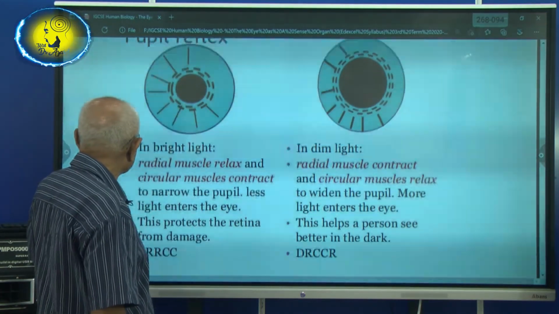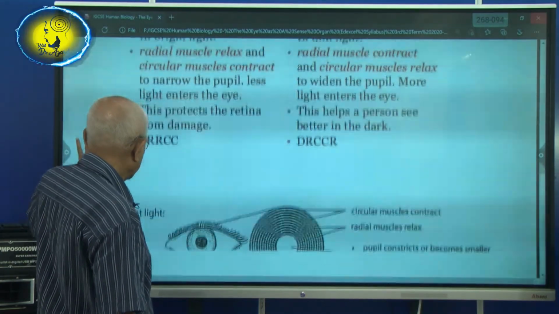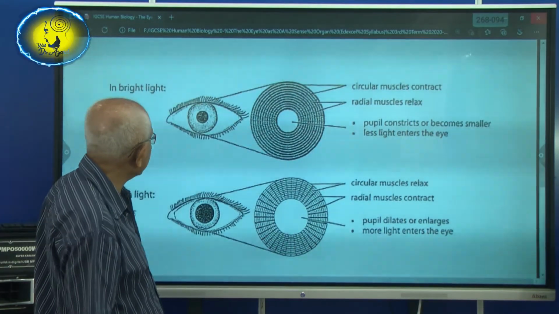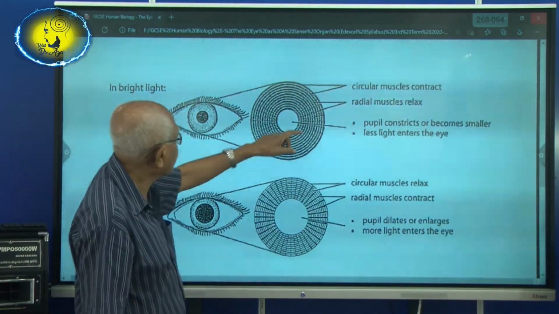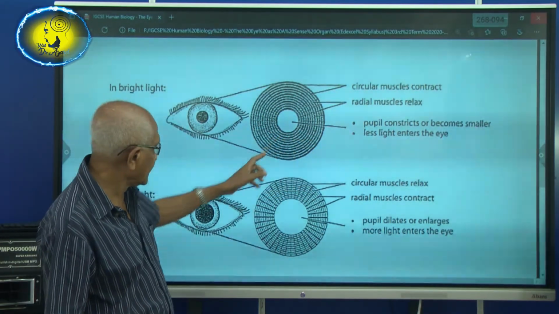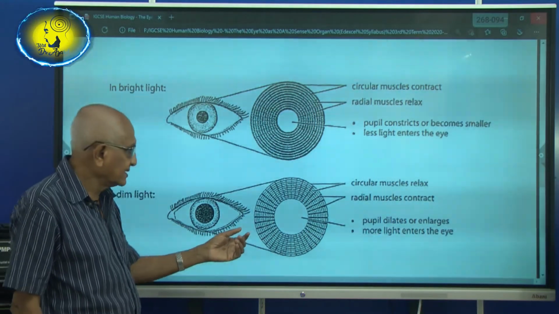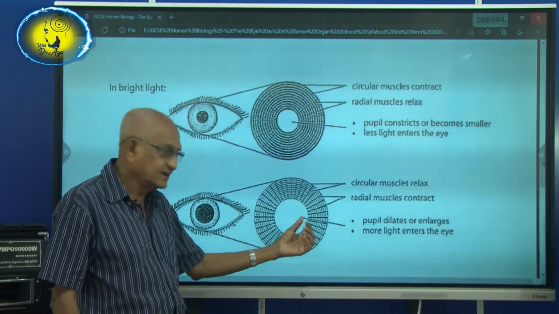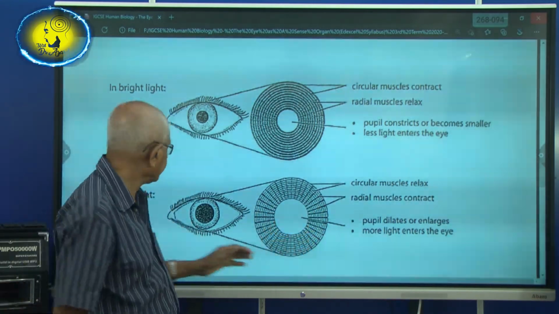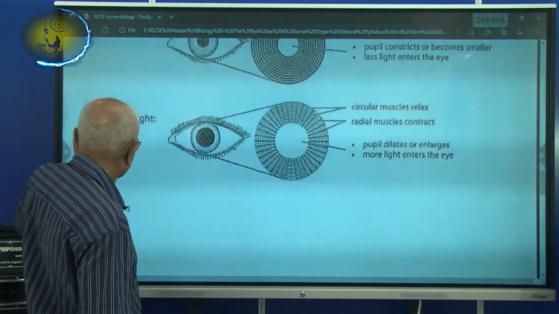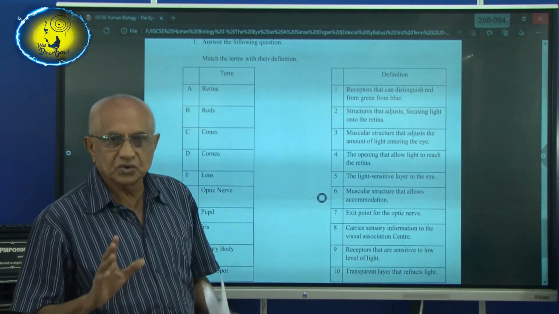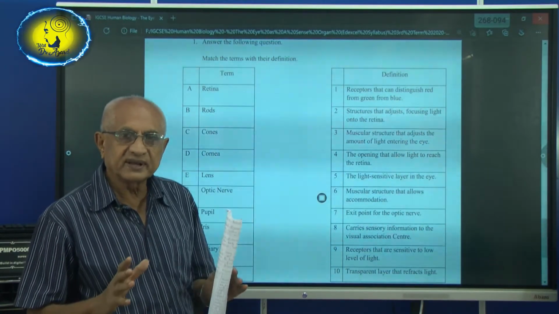Now you look at this. This diagram shows it very clearly. In bright light, what happens? The circular muscles contract. This is shown in this diagram. In the case of dim light, the radial muscles contract and the pupil becomes bigger or wider. Now you know the working of the eye. You know all the parts and how it operates.